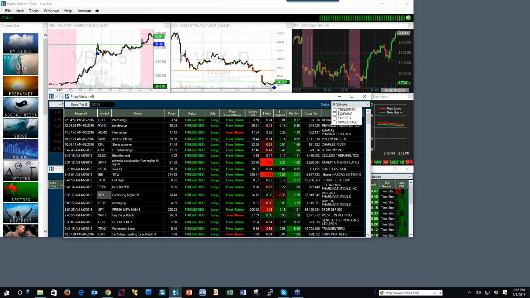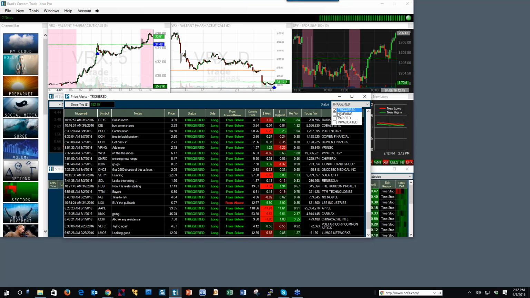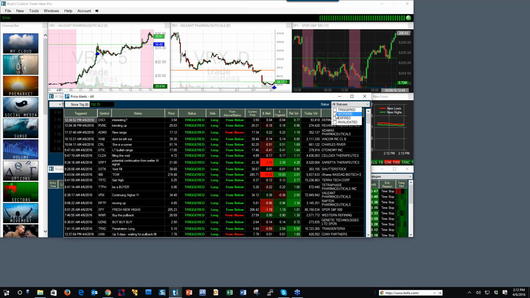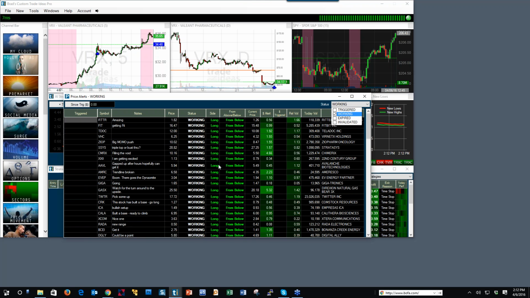Well, I'm looking at everything right now, but you can have it focused specifically on just the triggered events, or you could be looking at just the events that are working. That means these are events it's listening for something, it's waiting for the event to occur, and when it does, it'll go ahead and provide that notification.